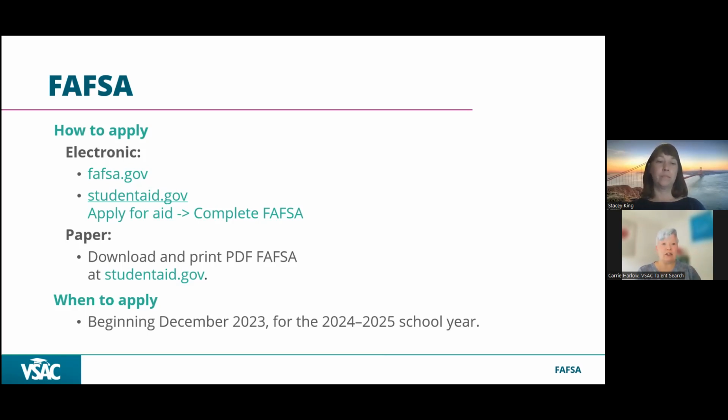When to apply? Right now, we understand that the FAFSA for the 24-25 school year will be available sometime in December. We do not have an actual date yet, but let me tell you, the minute we know a date, we will be letting you all know.